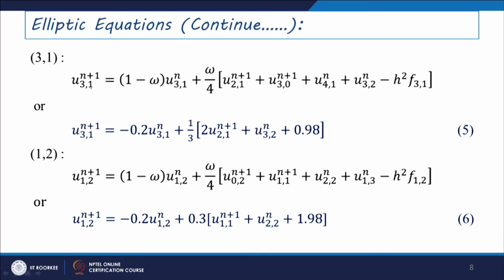Further, the last equation for i equals 3 can be written in the form of u31 to the power n plus 1, which is 1 minus omega, u31 to the power n, plus omega by 4, u21 to the power n plus 1, plus u30 n plus 1, plus u41, plus u32, minus h square f31.